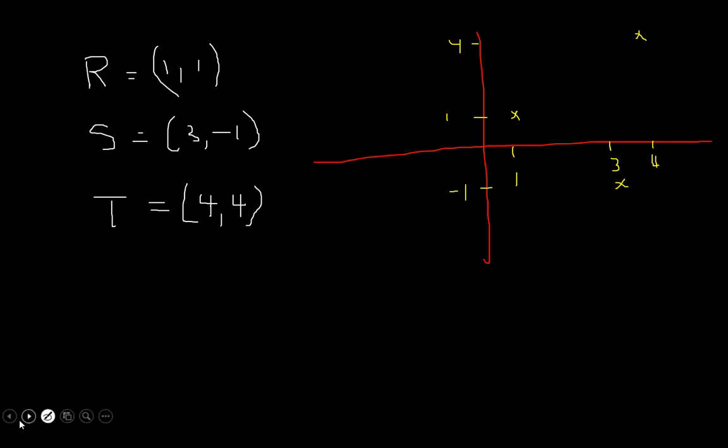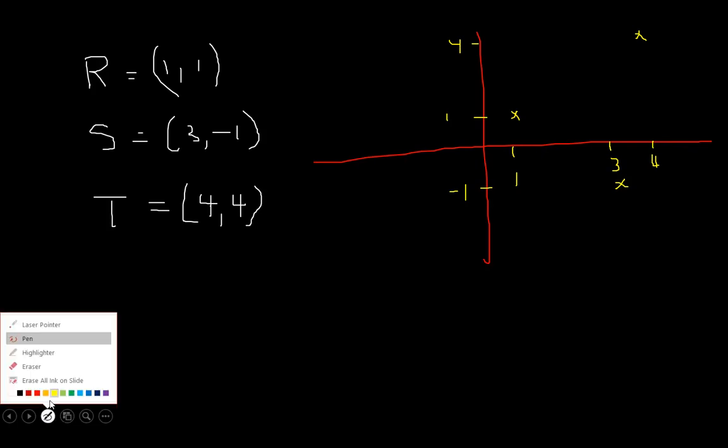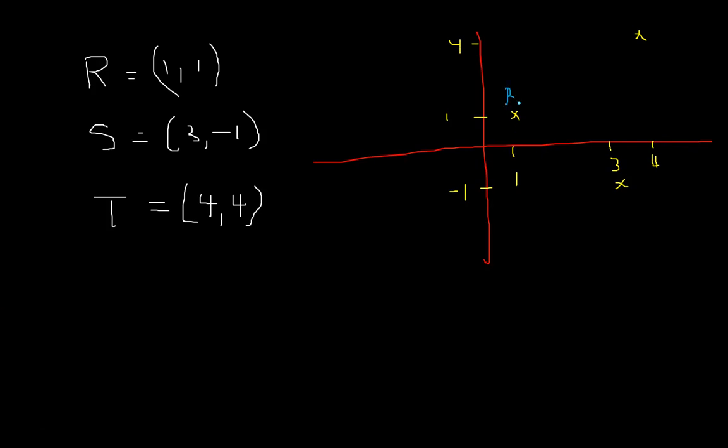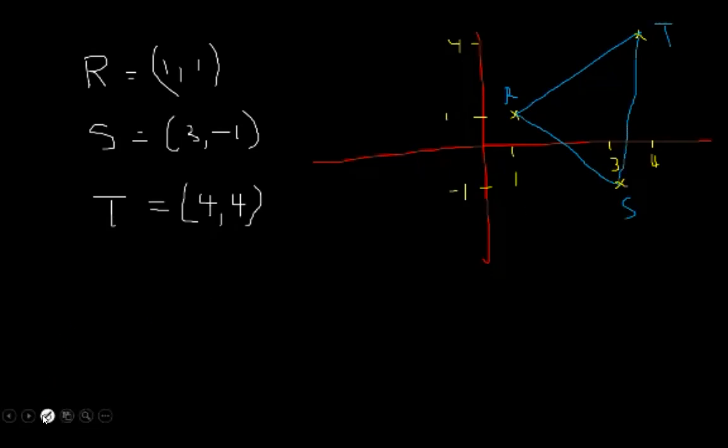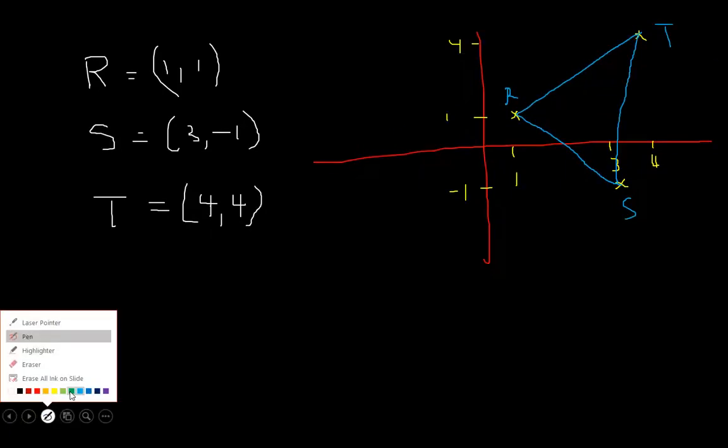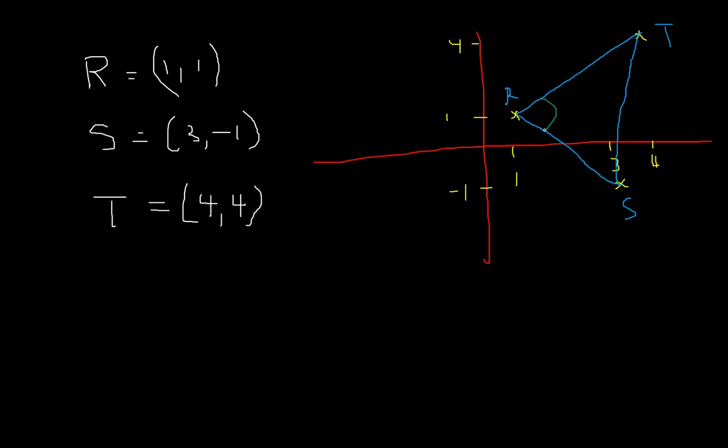T. Let me use a different color to label them. R, S, T. I connect these. Let me redraw that line. Anyways, that diagram is kind of wonky, but I hope that you see the right angle is at R.